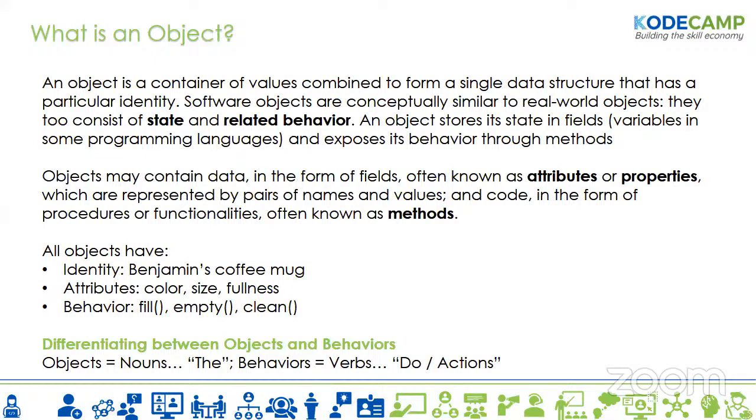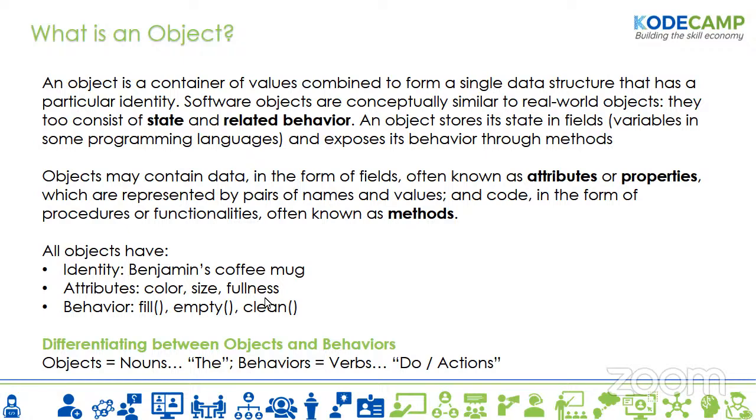All right, so let's take, for example, a coffee mug. Okay, so the identity of that coffee mug will be Benjamin's coffee mug because it's mine. So that's the way it relates, or that's the way it should be described. Benjamin's coffee mug. So that's its identity. Remember, there are many other coffee mugs that exist in the world, but that coffee mug would be mine. So it would be Benjamin's coffee mug as its identity.